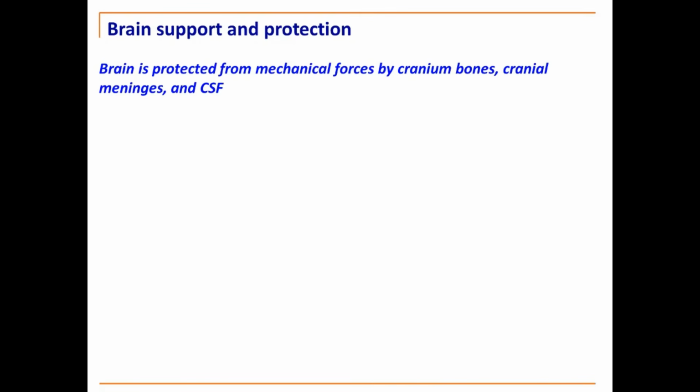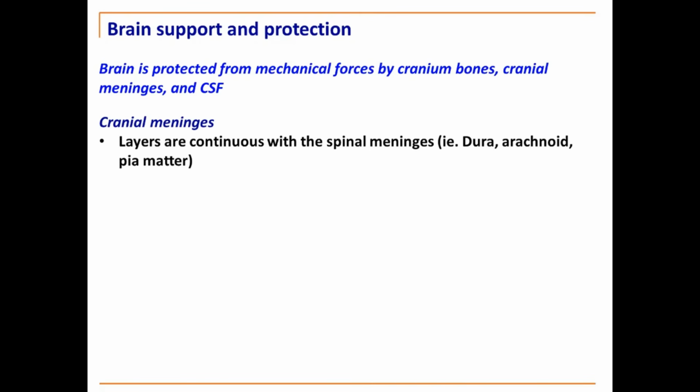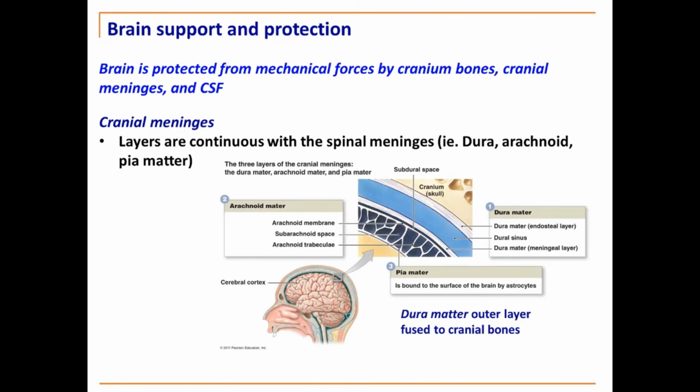So, like I said, the brain itself is protected from mechanical forces by numerous protective measures. You've got the cranial bones themselves, you've got the cranial meninges, and of course you've got the cerebrospinal fluid. The cranial meninges themselves, the layers are continuous with the spinal meninges. In other words, the three layers, you've got the dura mater, the arachnoid mater, and the pia mater. And these are just shown in this image below now.